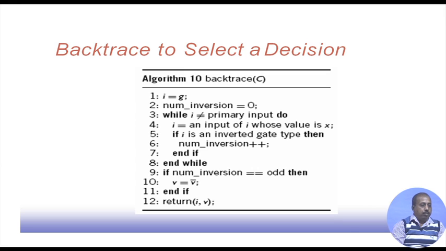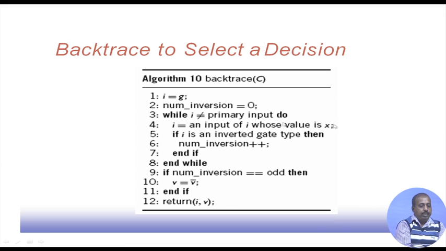Now, to select a decision, there is a backtrace routine that can be followed. I is equal to g, the gate which we want to justify, and the number of inversions is 0. If I is not equal to a primary input, then I is modified to be an input of I whose value is X. So, we take up one of the inputs whose value is actually X now, and that becomes the new I.